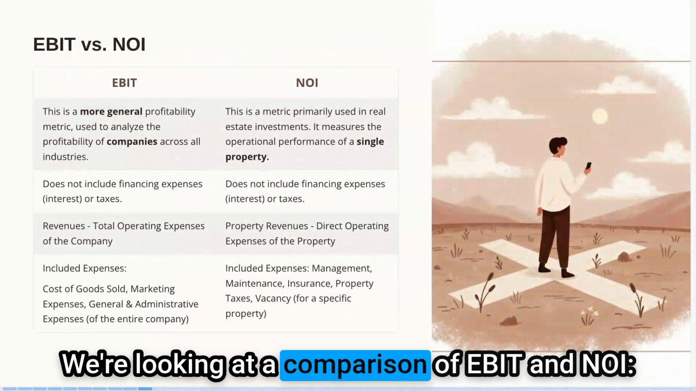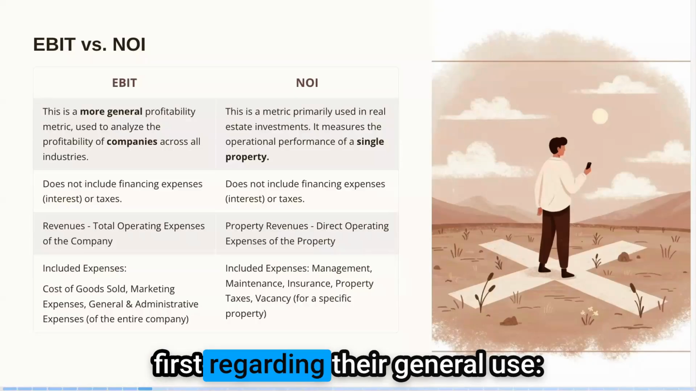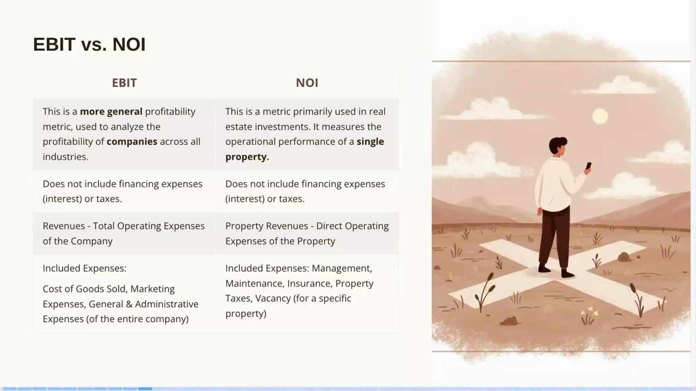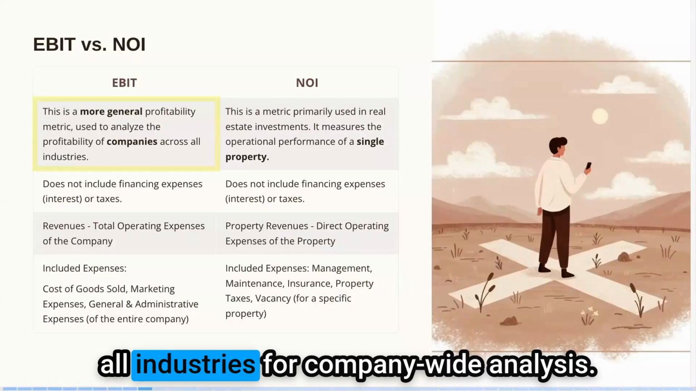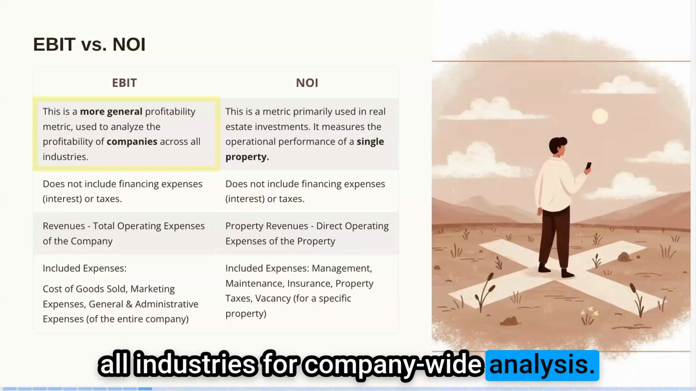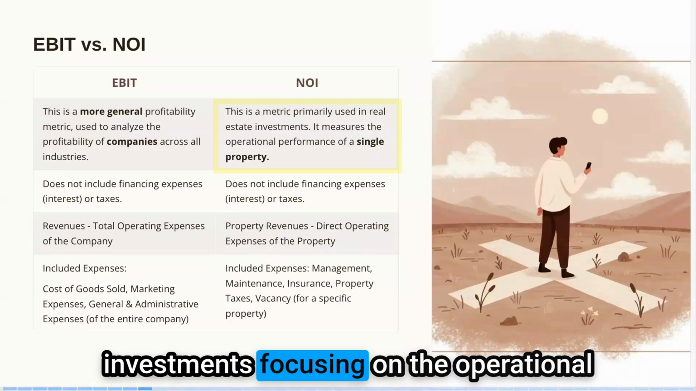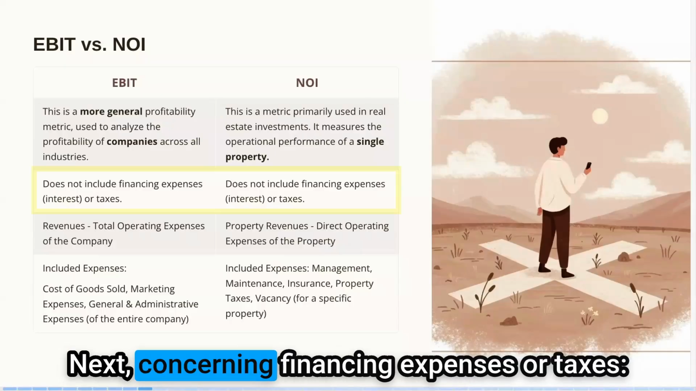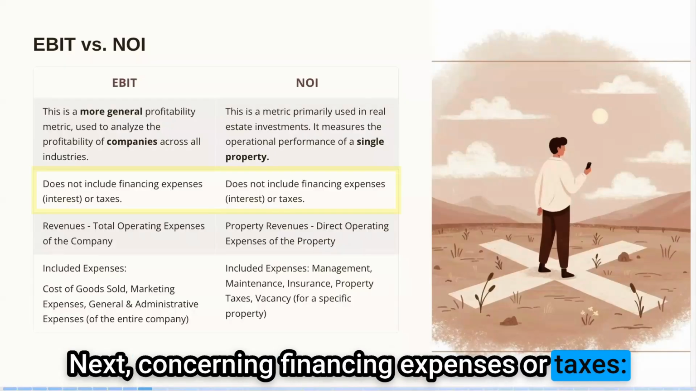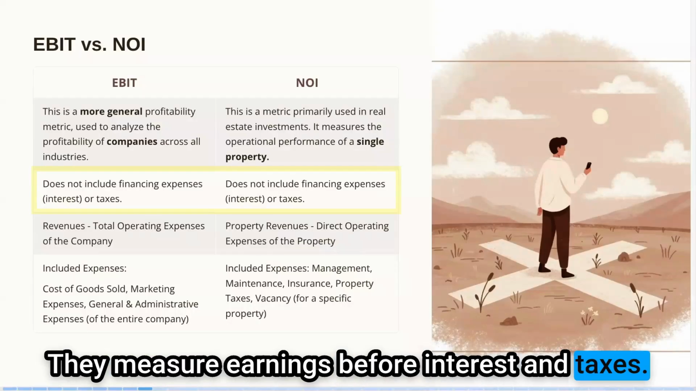We're looking at a comparison of EBIT and NOI. First, regarding their general use, EBIT is a broad profitability metric used across all industries for company-wide analysis. NOI is specific to real estate investments, focusing on the operational performance of a single property. Next, concerning financing expenses or taxes, both EBIT and NOI exclude these items. They measure earnings before interest and taxes.